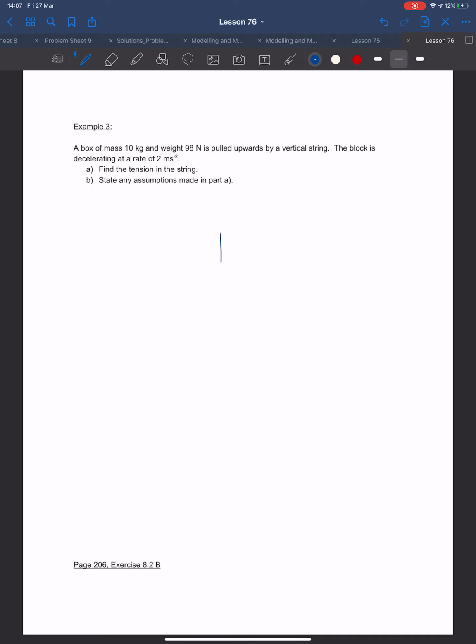Okay, last example here. A box of mass 10 kilograms and weight 98 newtons. So again, the weight is mass times gravity, so it's 10 times 9.8, which is 98 newtons. And it's pulled upwards by a vertical string. So we've got a string pulling it upwards, and the weight acting downwards. That weight is 98 newtons. We have a tension in the string as it's pulled up.